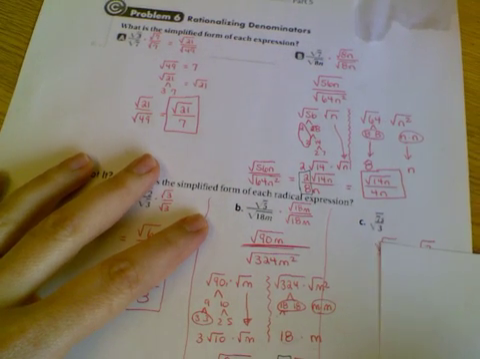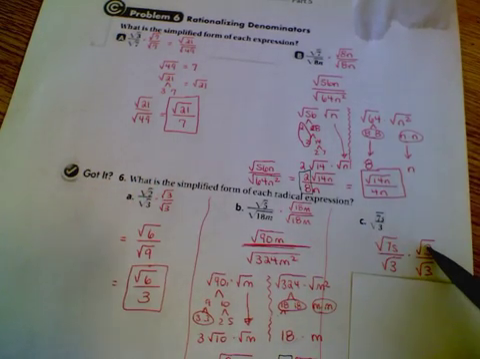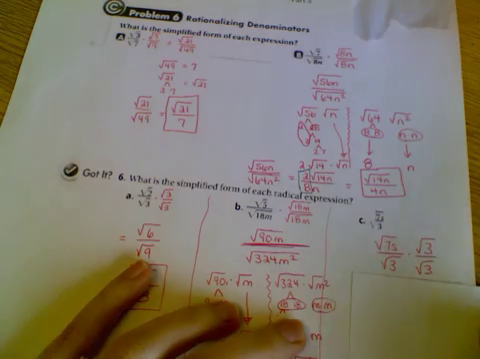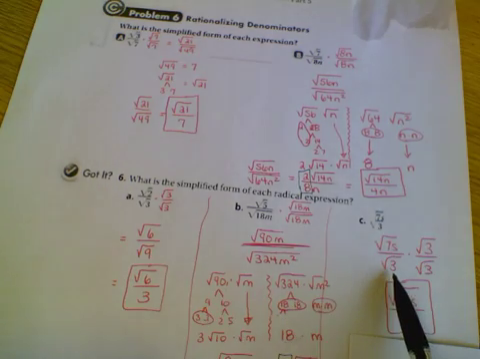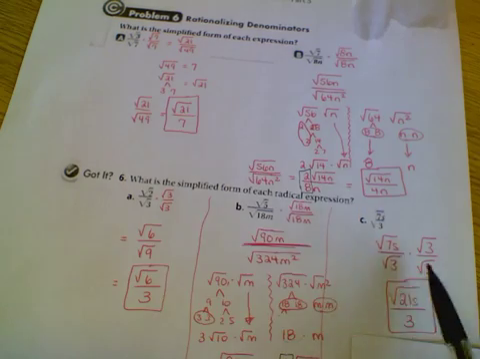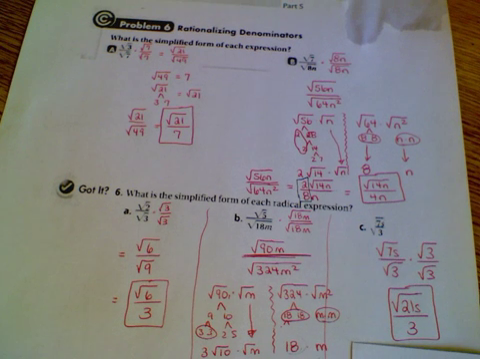On letter C, you would again multiply the top and bottom by square root of 3. When you multiply across, you should be getting square root of 21, and then on the bottom you would get square root of 9. Square root of 9 becomes a nice whole number of 3. Okay, that was the last section of 10.2, so we should be done as far as simplifying radicals go for this section.